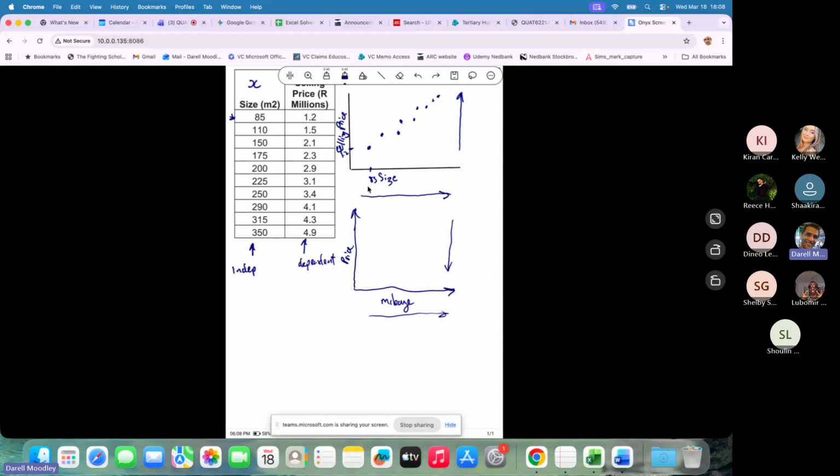So the data I would expect to look like this. It'll be sloping the other way. So this is an example of negatively correlated data. And then this is an example of positively correlated data.